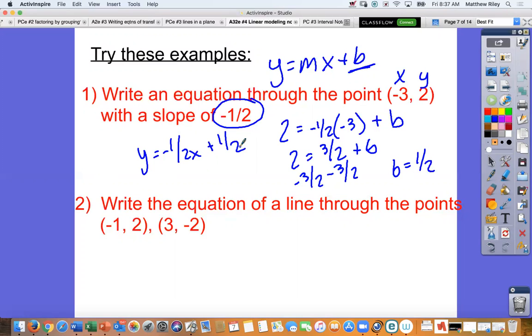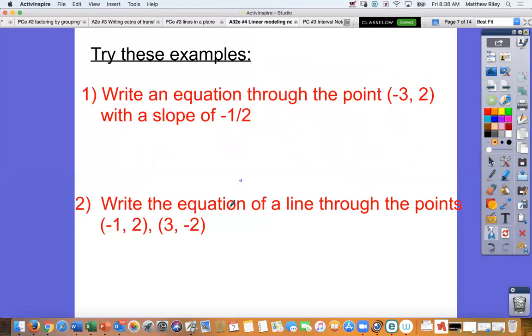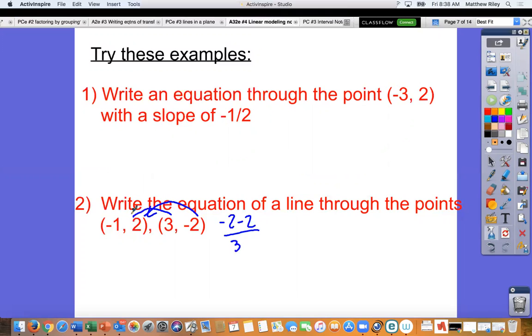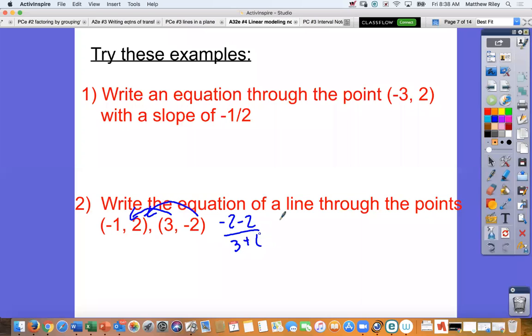Again, you can choose either method. I'm not one of those teachers that say you have to do things my way. I realize that there's a lot of different ways that are all perfectly fine to solve these. So, number 2, you have to start by finding your slope. My slope is going to be y2 minus y1, or -2 minus 2 over 3 minus -1, which is 3 plus 1. So I've got -4 over 4. So my slope is -1.